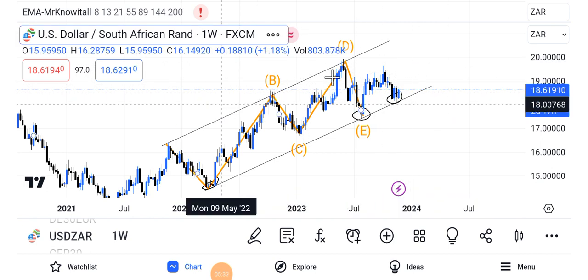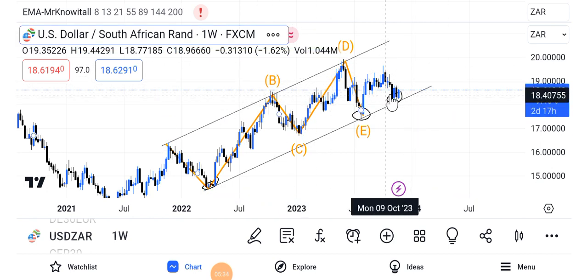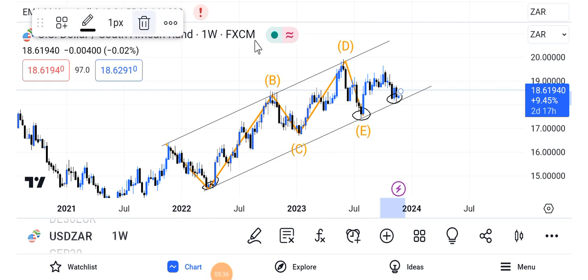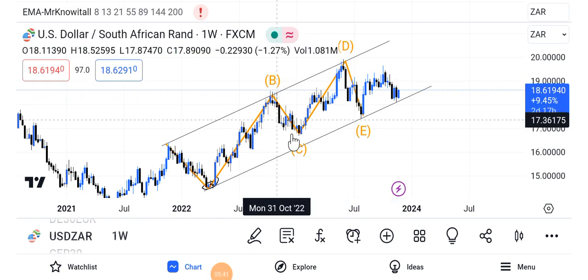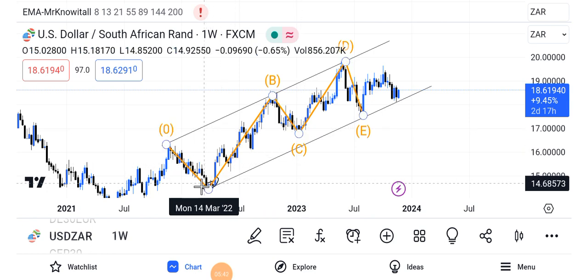So now what's going to happen is that I'm going to identify my key levels, because we can see that we're having this nice A B C D going all the way up.